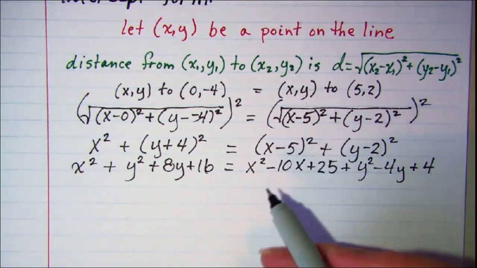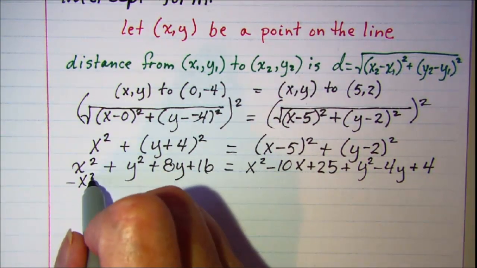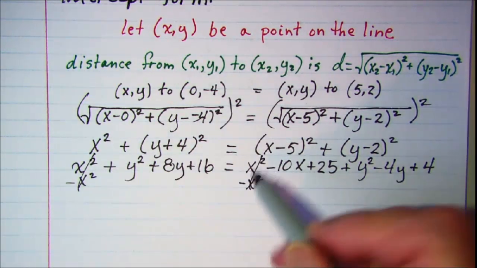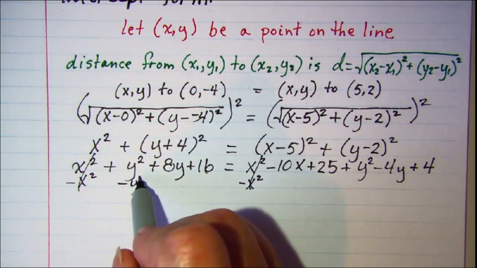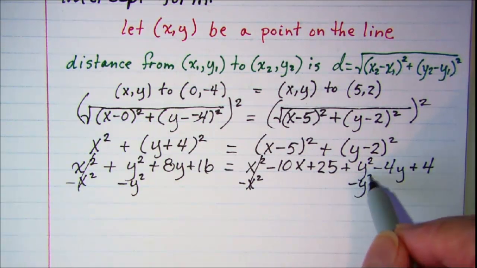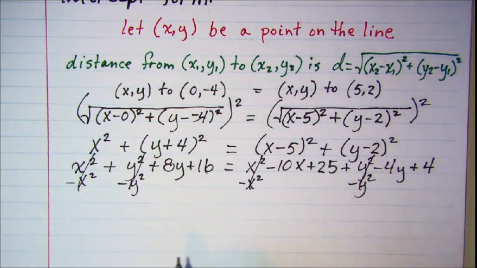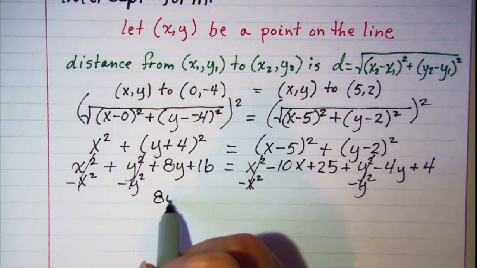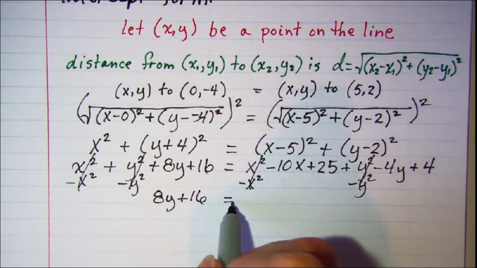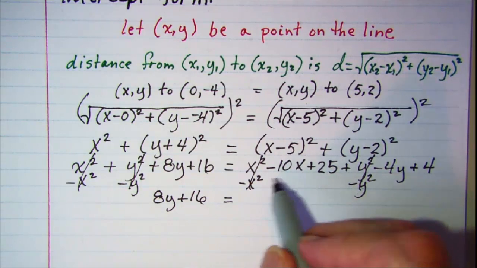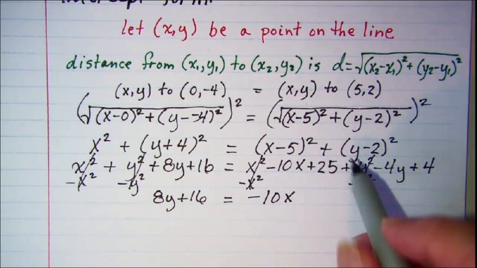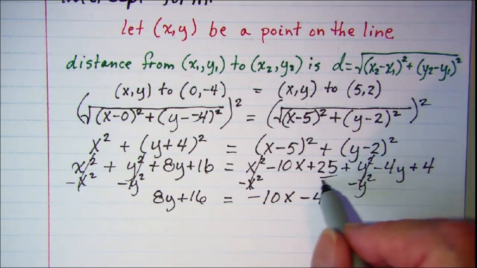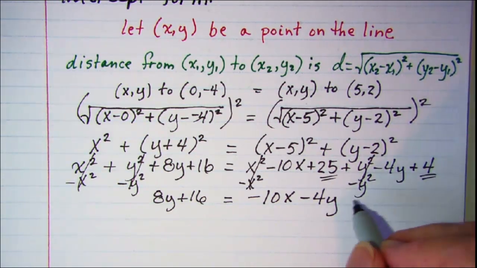And we see that we have an x squared on both sides, so let's subtract x squared from both sides. And those will cancel. And subtract y squared from both sides, and those will cancel. So now let's write what's left. On the left side, we have 8y plus 16. And on the right side, I have a negative 10x and a negative 4y. And I can combine these two constants. That's 29.